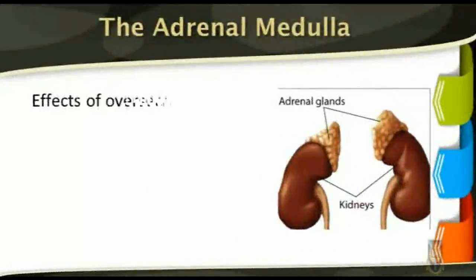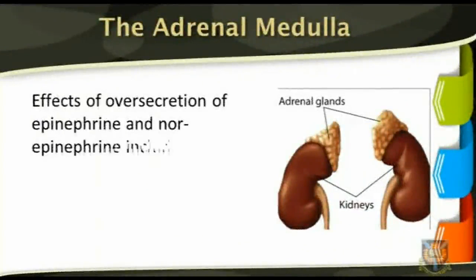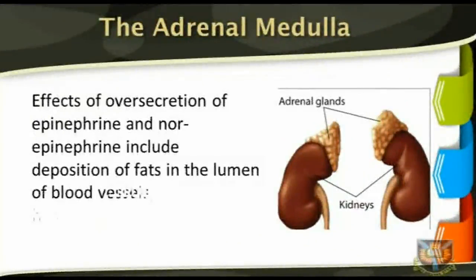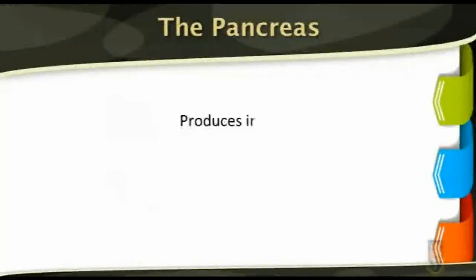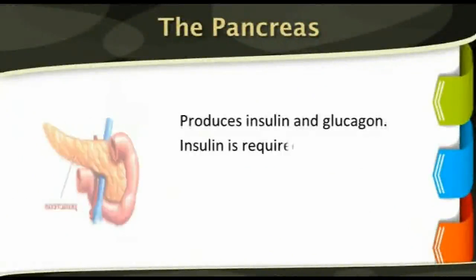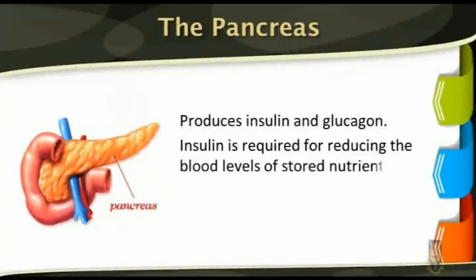The effects of oversecretion of epinephrine and norepinephrine include deposition of fat in the lumen of blood vessels, hypertension, excess blood sugar, nervousness, etc. The pancreas. It produces insulin and glucagon.